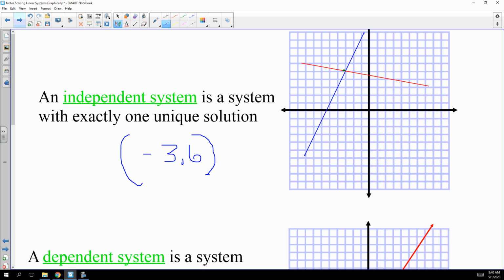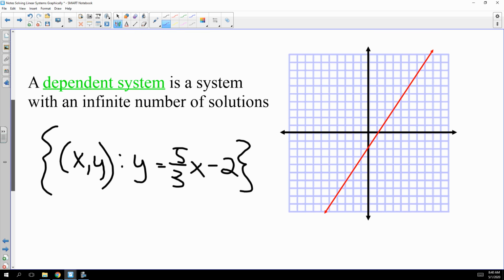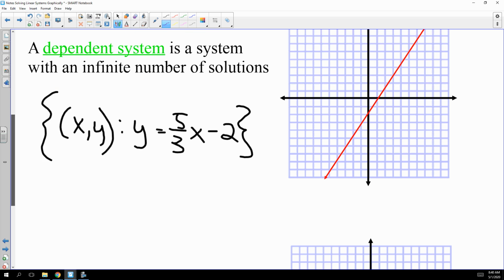Sometimes we have different types of systems, just so you know. So let's talk about those different types of systems. An independent system is a system with exactly one unique solution, just like what we graphed on the previous page. If the two lines intersect at exactly one point, then we say that it has one unique solution, and we call that system independent. You do need to be able to identify a system of equations as either independent, dependent, or inconsistent.